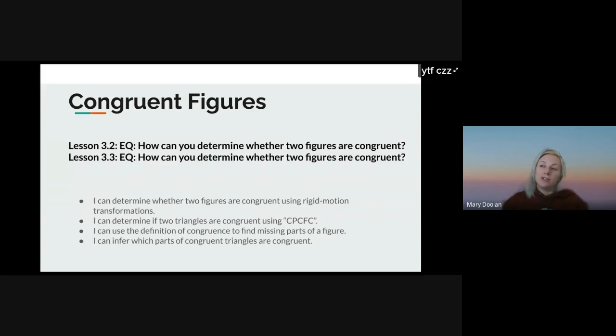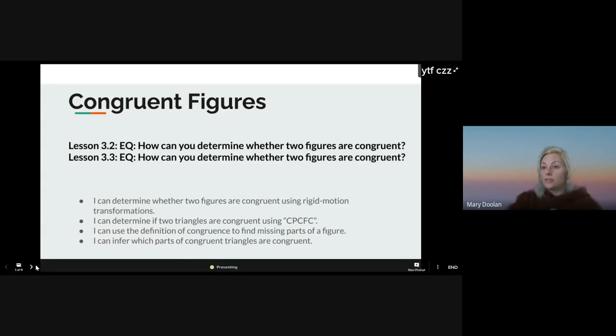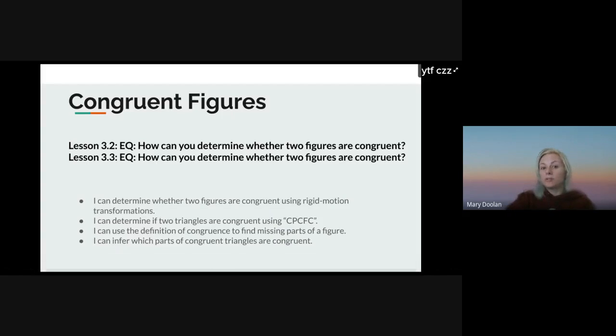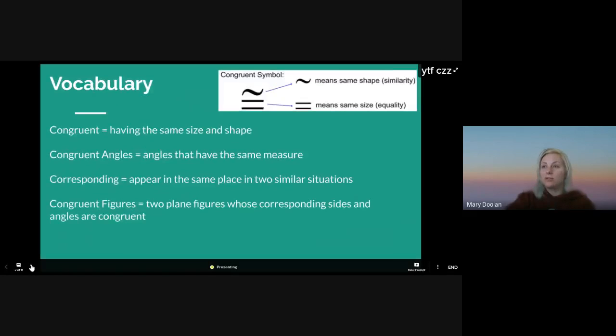Next learning goal, I can use the definition of congruence to find missing parts of a figure. All right, so if we know that two figures are congruent, we can find missing parts on one or the other, just knowing that they're the same shape and size. And then I can infer which parts of congruent triangles are congruent. Okay, so if you have two triangles, you know they're congruent. What does that mean? Like which parts are the same, have the same measure?